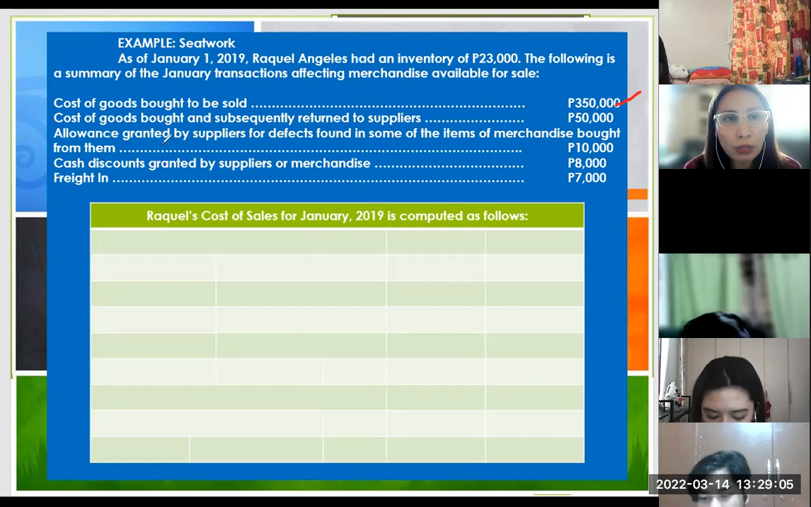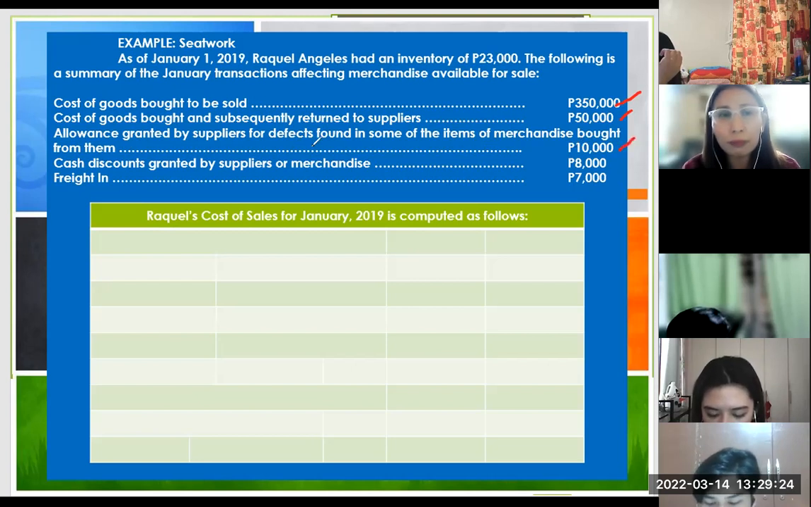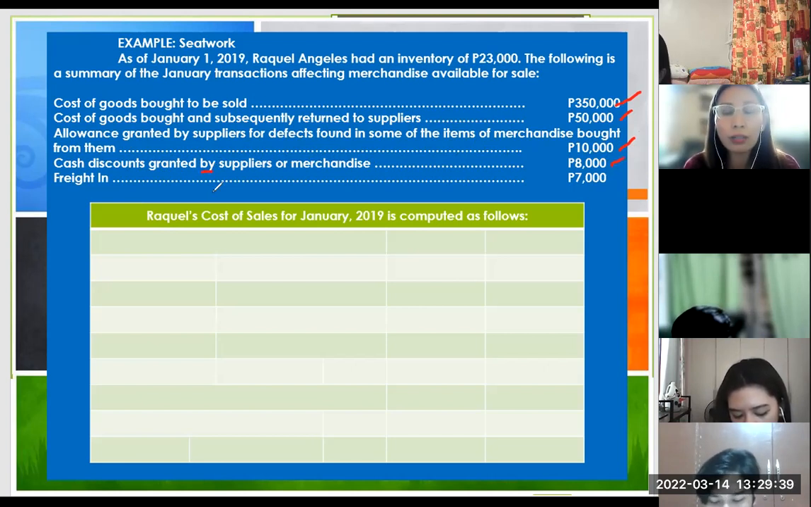Cost of goods sold, 350,000 pesos. Cost of goods bought and subsequently returned to suppliers, 50,000 pesos. Allowance granted by suppliers for defects found in some of the items of merchandise bought from them, 10,000 pesos. Cash discounts granted by suppliers on merchandise, 8,000 pesos. Ibig sabihin, from the supplier, binigyan tayo ng discount, 8,000 pesos. And then, freight in, 7,000 pesos. So, paano yung ating computation to that?